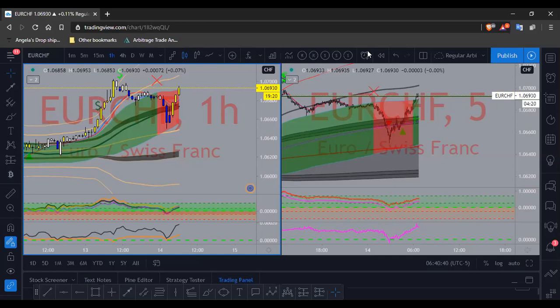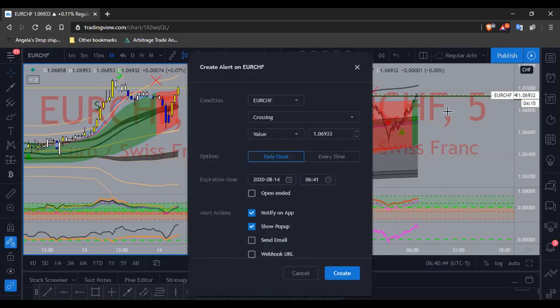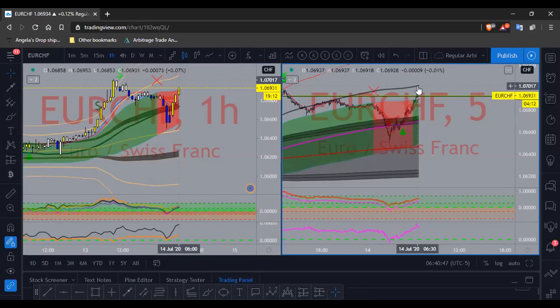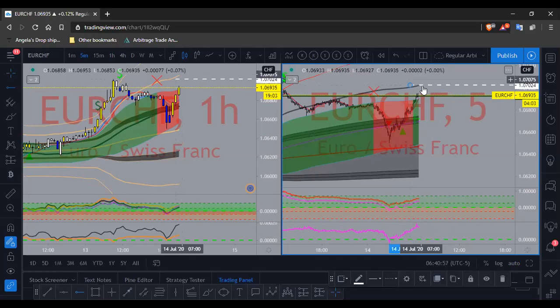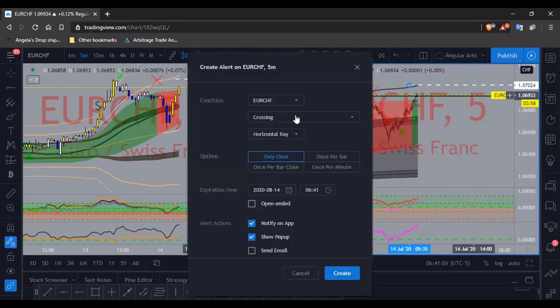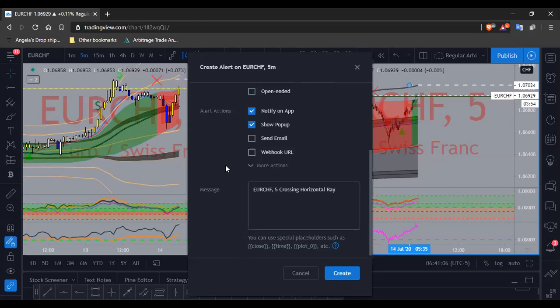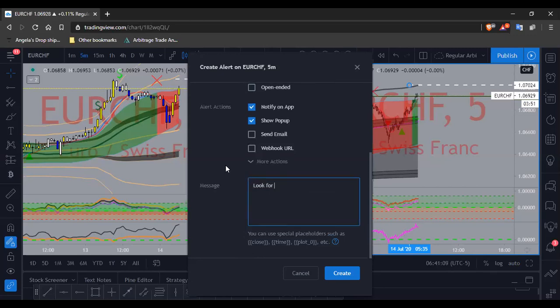So what I'm going to do is set an alert on the 5 minute. You know what? I'm going to set it up on the 5 minute time frame. I want to see it come up here to 1.07017, and then I'll make my decision from there. So I'm just going to add alert on the array, and then I'll say crossing, look for possible rejections.